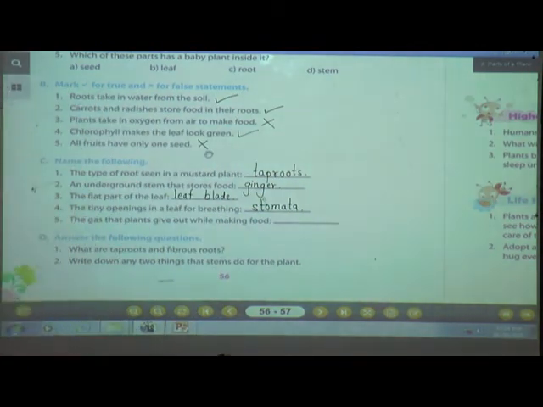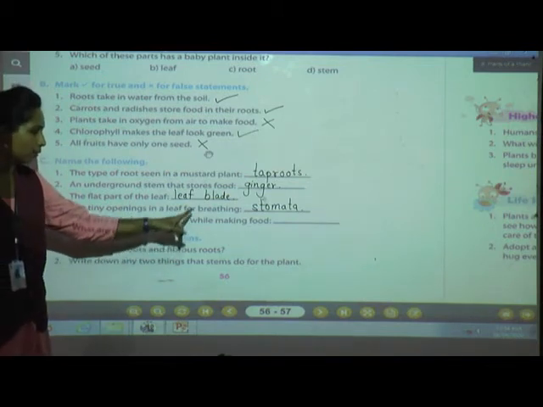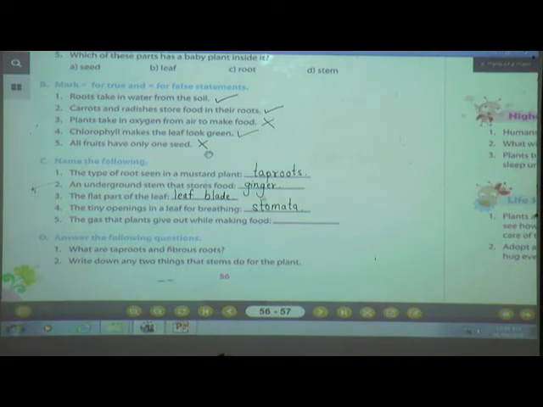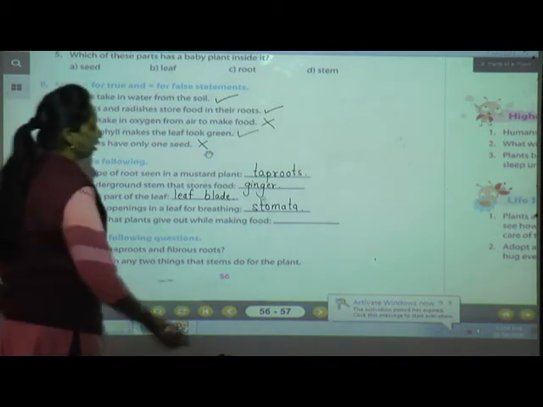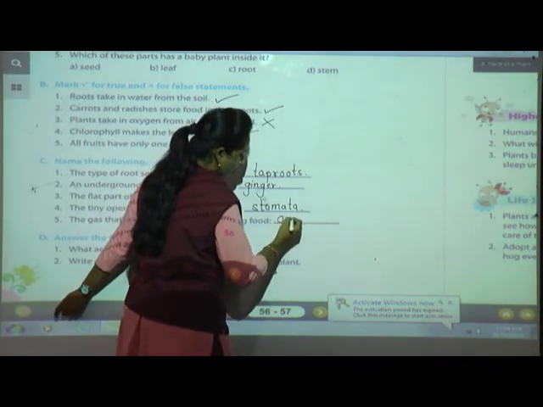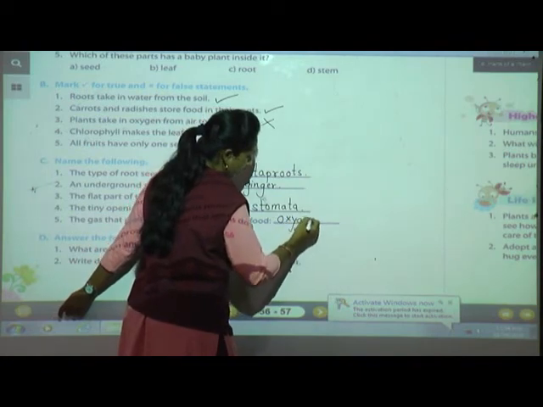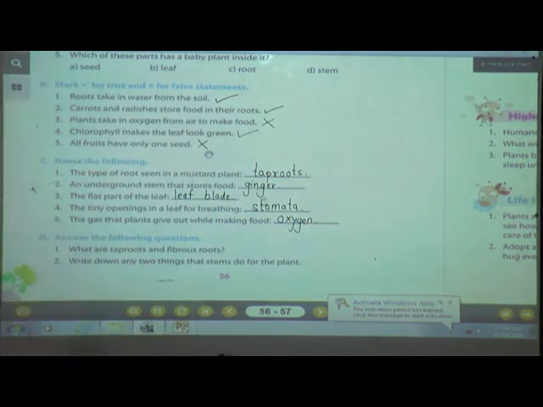Full stop. The last one. The gas that plants give out while making food. Tell me which gas it is? See, while they are making the food, they will give out something for us. What will they give? Yes, tell me. Correct. Oxygen. Understood? Clear till here?